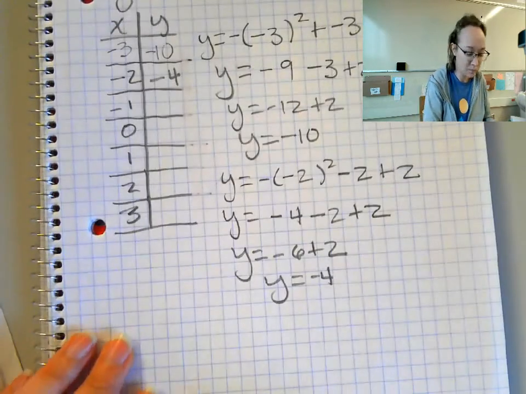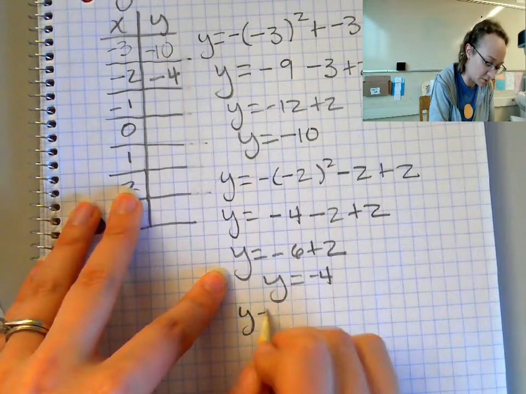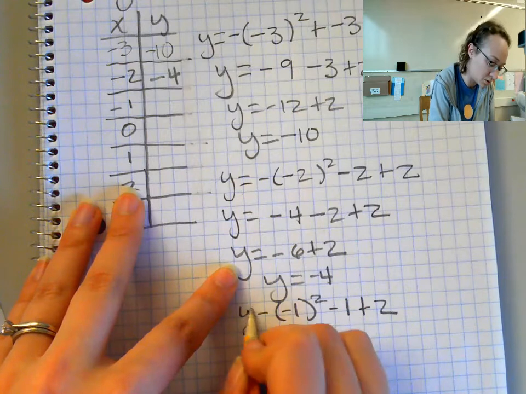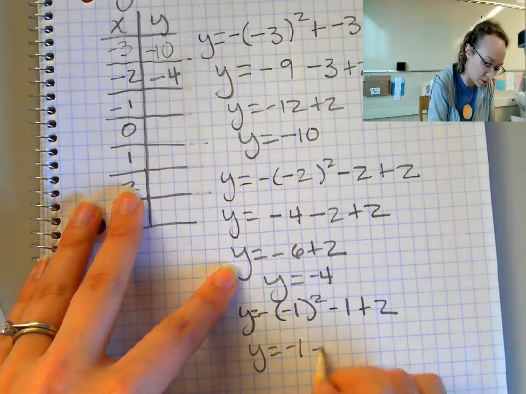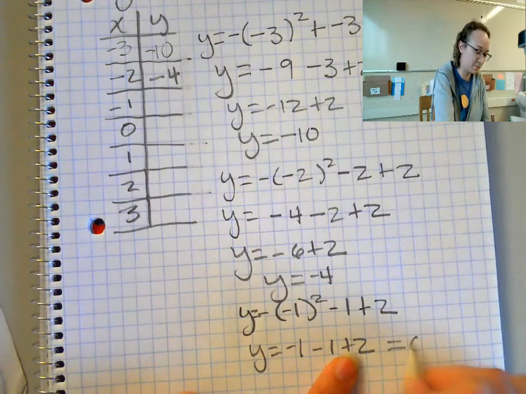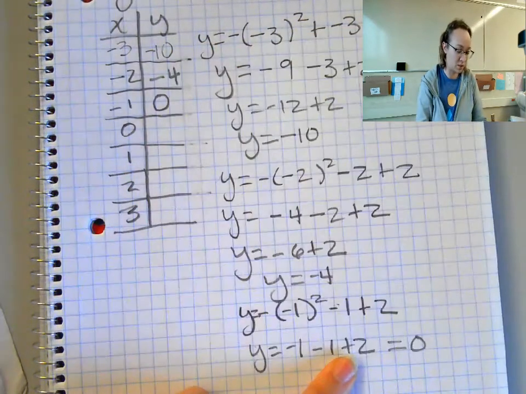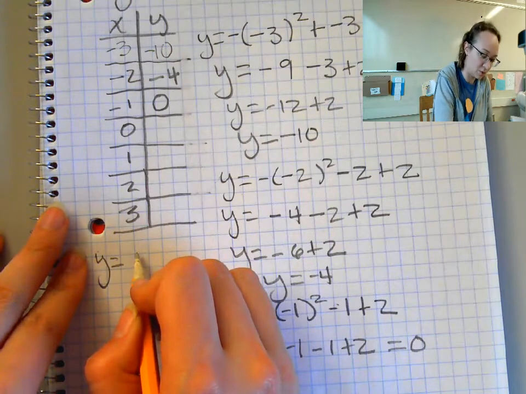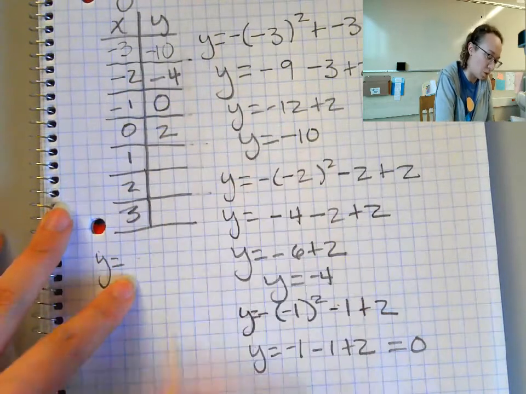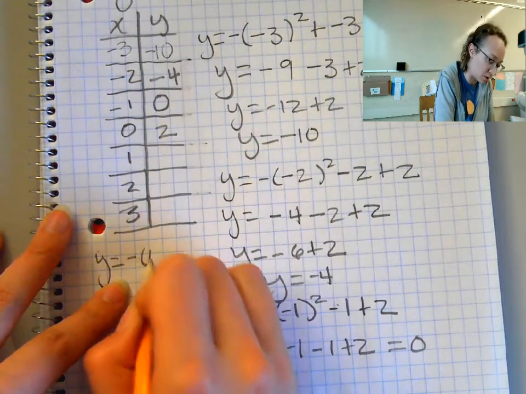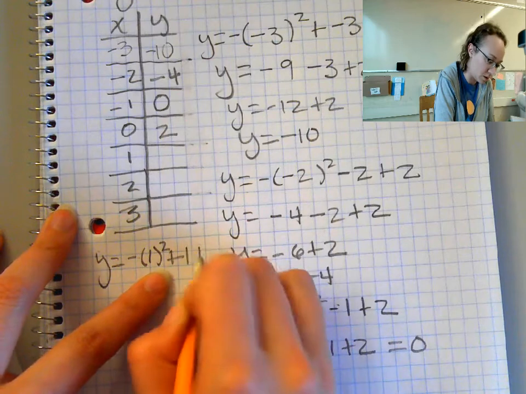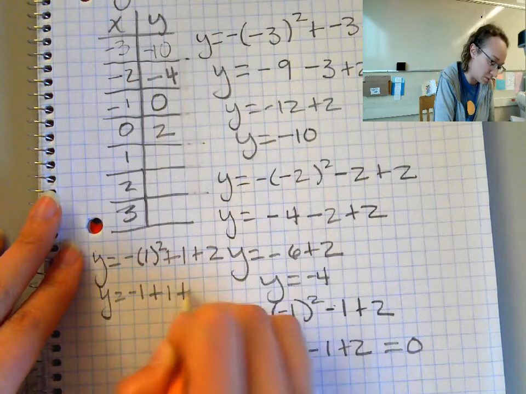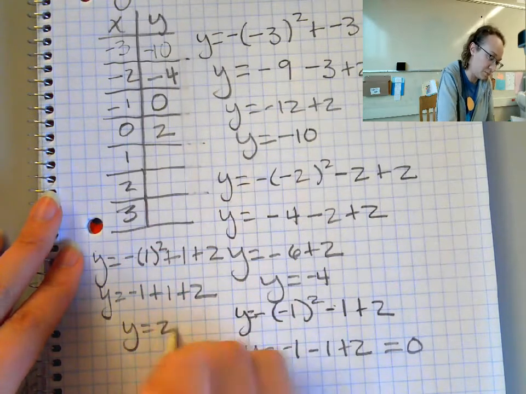Keep going. -1, -1 squared minus 1 plus 2 equals -1 minus 1 plus 2. That's going to be 0. When I plug in 0, 0 squared plus 0 plus 2, that's just going to be 2. I do 1, so negative, and then 1 squared plus 1 plus 2. So y equals -1 plus 1 plus 2. It's just 2.